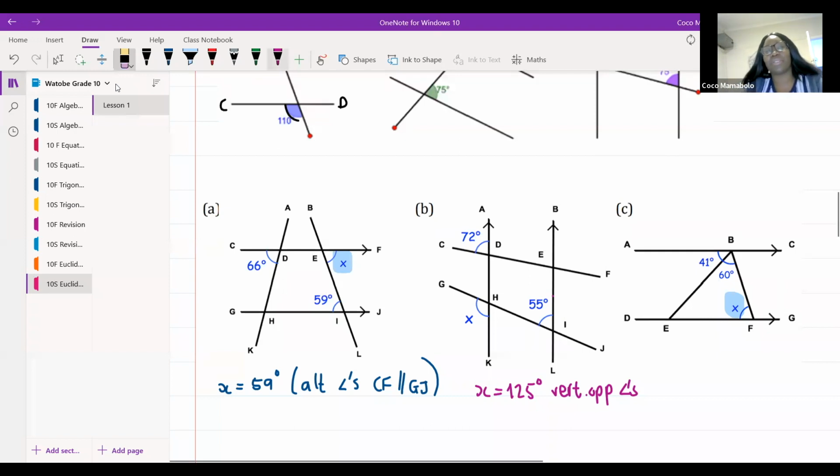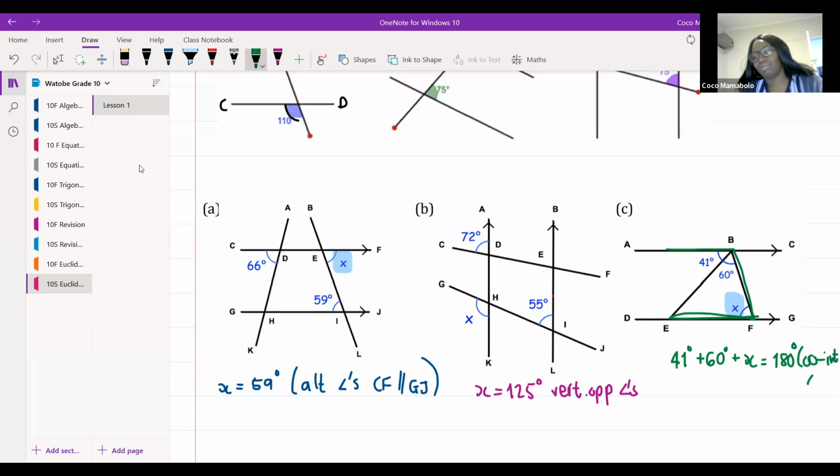All right, let's get an answer for C. Does anybody have an answer for C? What is X equal to over here? Yes, Prudence. First, as you can see, X and 60 and 41 are co-interior angles. So in order to get X, we needed to add 41 and 60, which gave me 101, and then we're going to take 101 minus 180 because we know co-interior angles equal 180 degrees, which will give me 79 degrees. X equals 79.